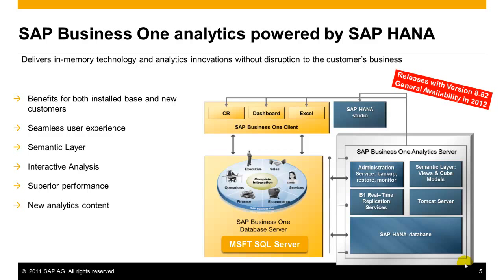SAP Business One Analytics, powered by SAP HANA, is going into ramp up in February of 2012 together with our version 8.82, and we expect that it will go into general availability in the latter part of 2012. The product will be made available in restricted shipment, and I'm going to talk a little bit more about that as we progress through the rest of today's presentation.